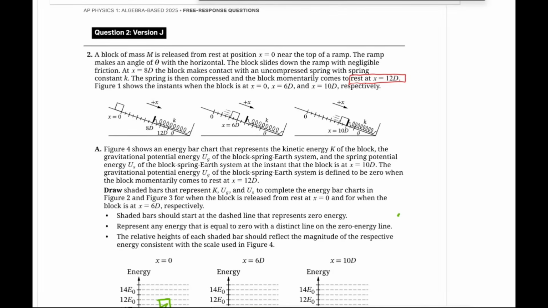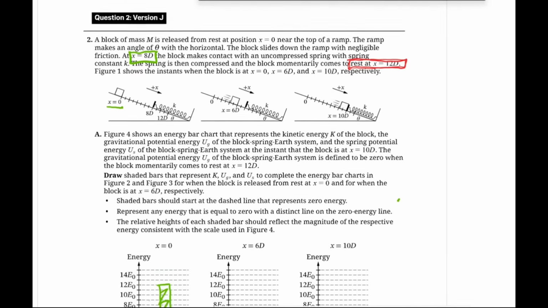Now, going to question number 2, a block of mass m is released from rest at position x equals 0. I won't do all the reading here. You can kind of see it from the picture that at x equals 0, that's where the block is at rest. It starts to accelerate down the ramp and then starts hitting the spring and compressing it. It says at x equals 8d, that's when the block makes contact. And then I have this part boxed in red already. It comes to rest at x equals 12d.